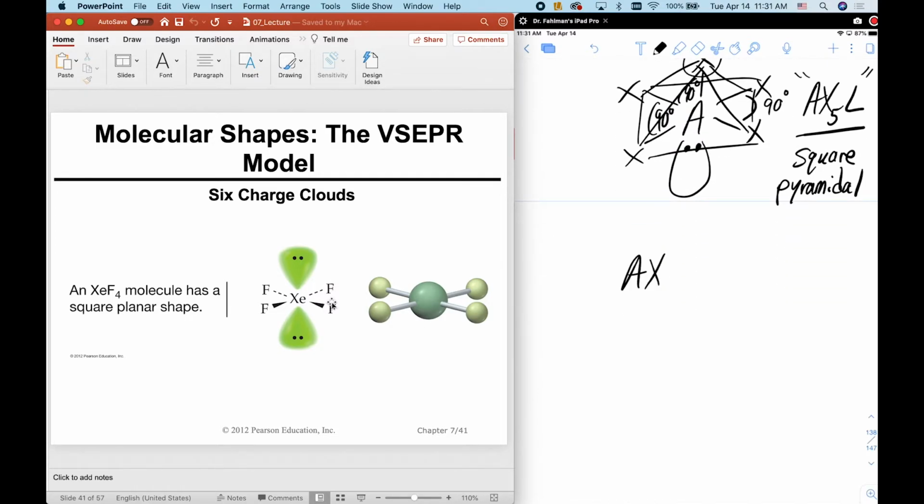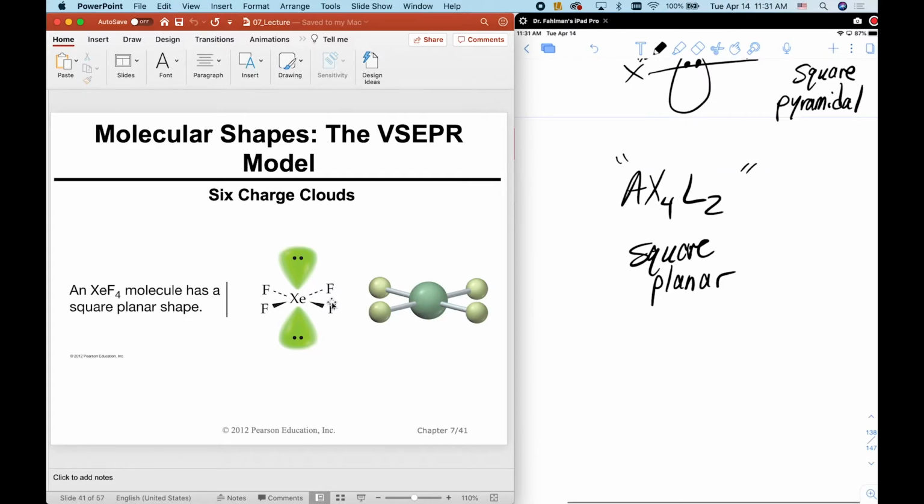So AX4L2 is square planar. Okay, and all the angles, so it's just like this, all the angles are still 90. Okay.